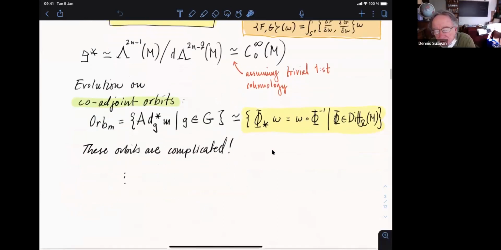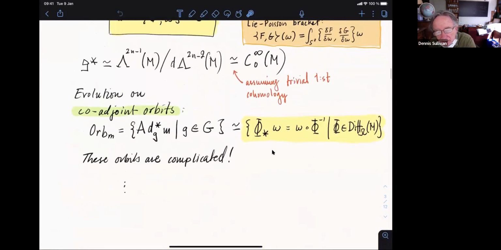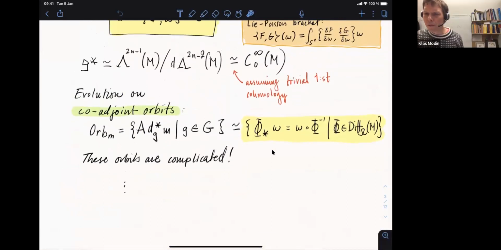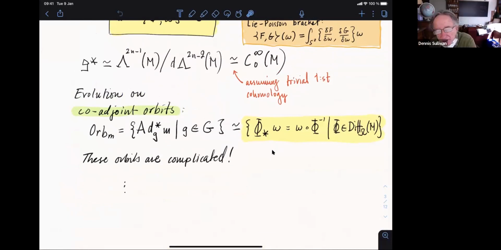So was Zeitlin a student of Vishik? Sorry, who? Who was a student of Vishik? Zeitlin.